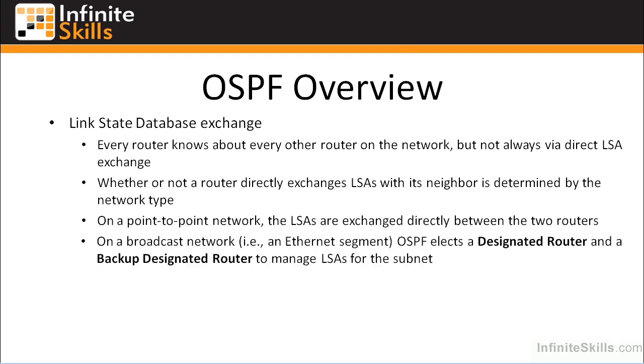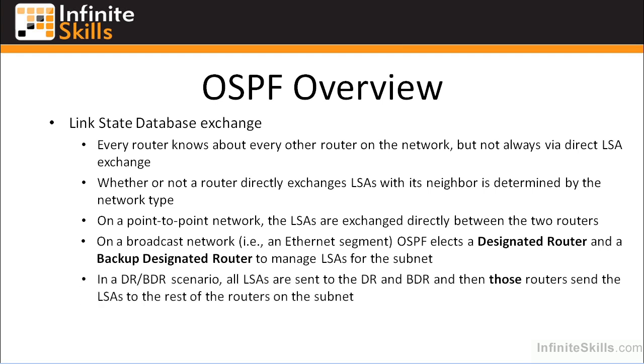On a broadcast network, i.e. an Ethernet segment, OSPF elects a designated router and a backup designated router to manage the link state advertisements for the subnet. And the role of the designated router and the backup designated router is to receive the LSAs from each of the routers on that subnet, process them, and then forward them along to all of the other routers.